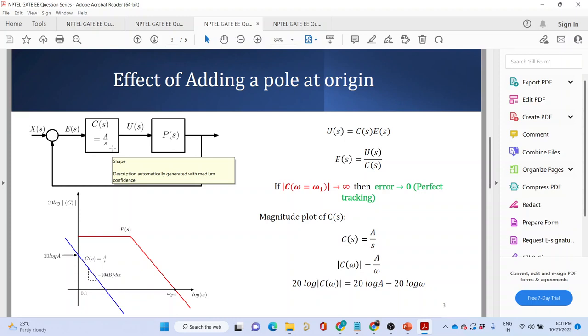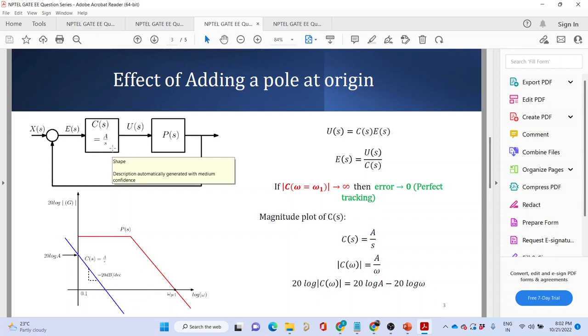Say I am saying that you need to track a sinusoidal signal of omega equal to 0.1 radian per second. So you have to ensure that the gain of the controller at omega equal to 0.1 must be very high. One possible way of doing it is adding a resonant pole. If there is a resonant pole, that is A divided by s squared plus 0.1 squared, then at omega equal to 0.1 the gain becomes infinity.